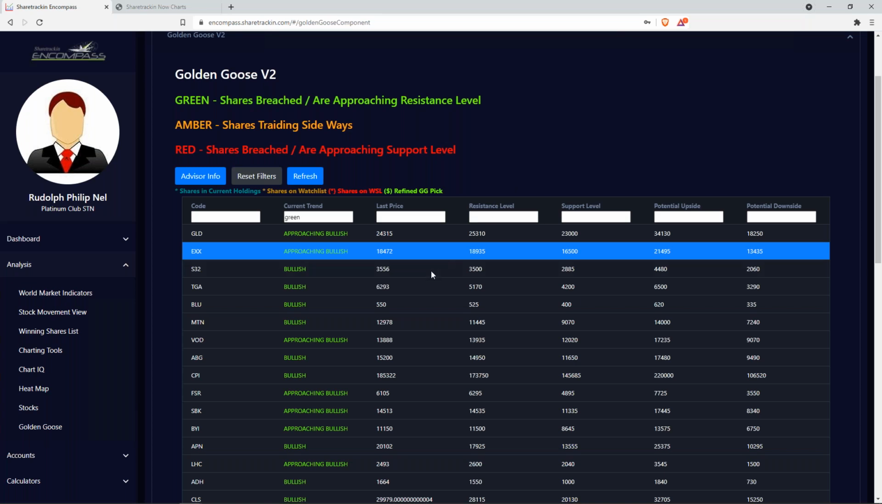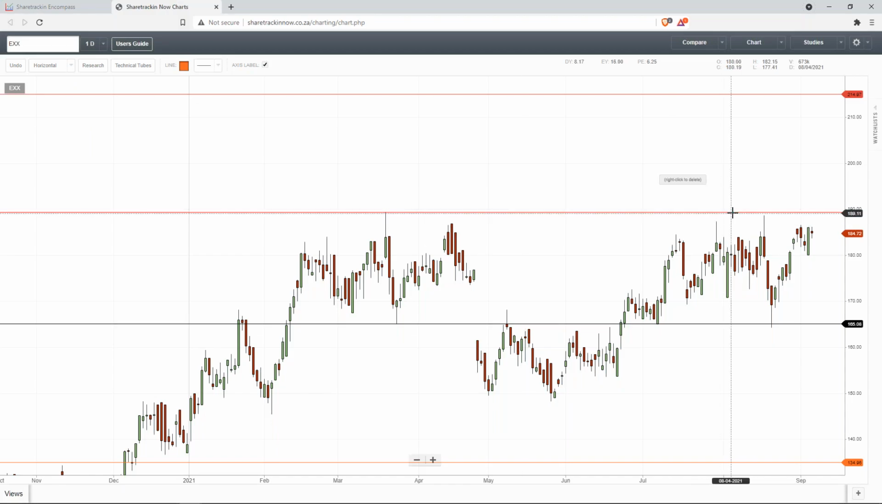Now, bullish shares basically, sorry, before we get to the bullish, approaching levels means that it's on its way to that price. So you'll see that the last price, in this case, 184.72, needs to go to 189.35. If you look at the bullish, it's a bit different. So it would have already passed that level. So it already passed this level over here.